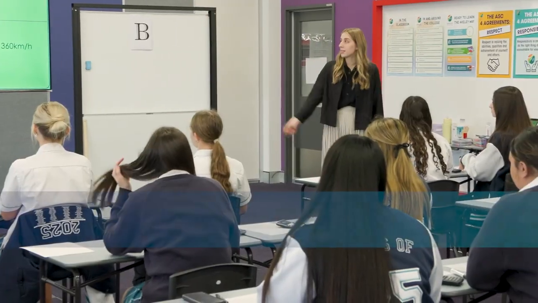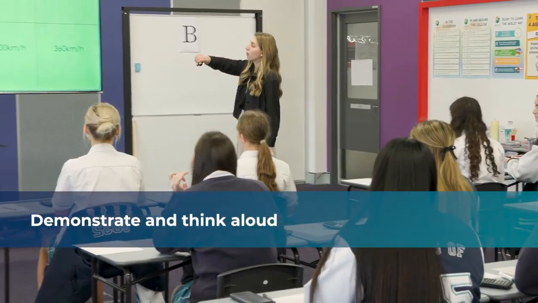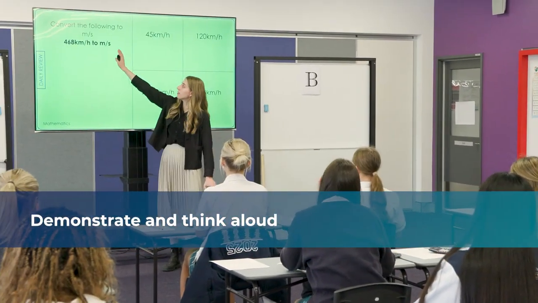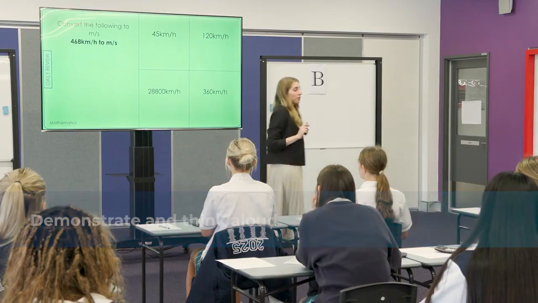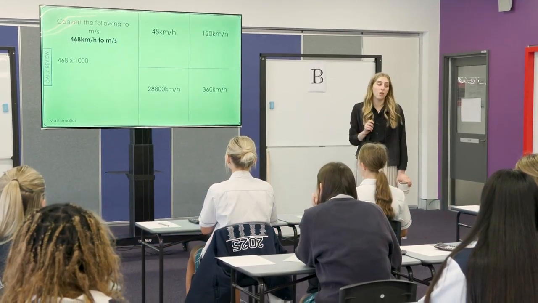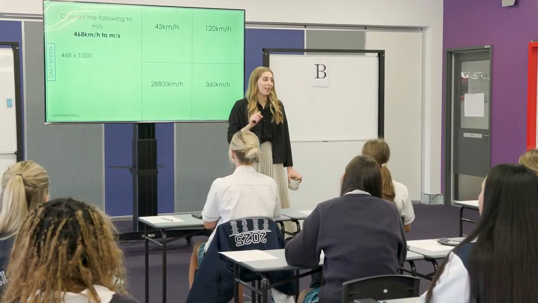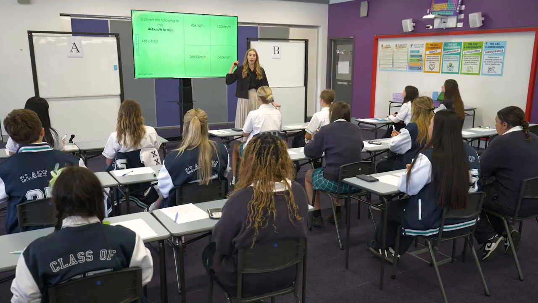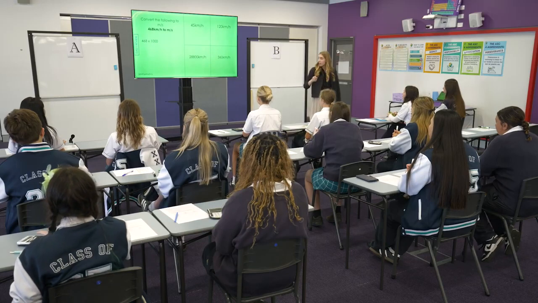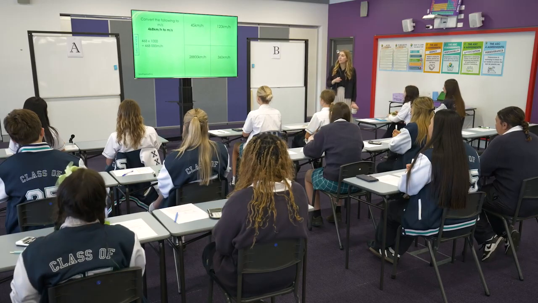So we did this one last week. Let's have a go. We've got an example here. I've got 468 kilometres per hour into metres per second. Our first step is we're going to make our kilometres to metres. All right, to make our kilometres to metres, we times by 1,000 because there are 1,000 metres in a kilometre. How many metres are in a kilometre? There are 1,000. Beautiful. So I times by 1,000, I get 468,000.